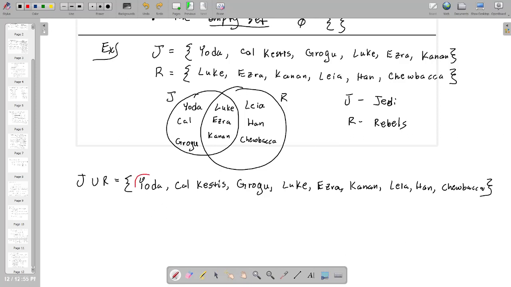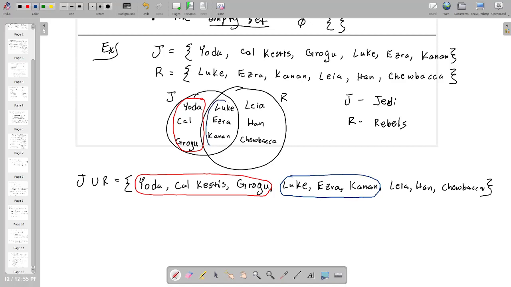Notice that these three are contained here, that are only contained in J. These three are contained here, that are contained in both R and J, and these three are only contained in R. So when we do a union, we get a new set that contains everything in either set.